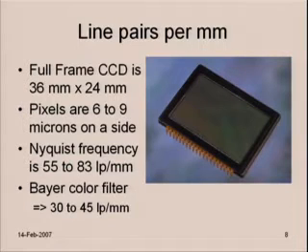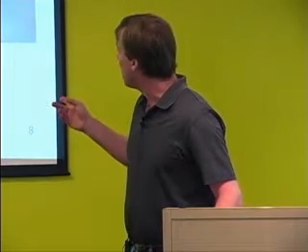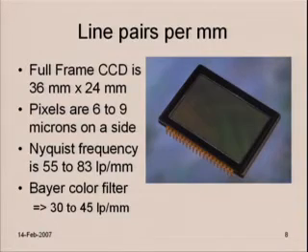So I want to motivate why lenses are very often quoted at 10, 20, and 40 line pairs per millimeter. Pictured here is a fairly typical full frame CCD. This would be used in a high-end digital SLR. Most digital SLRs do not have full frame sensors. They're a bit smaller, but this will serve as an example.